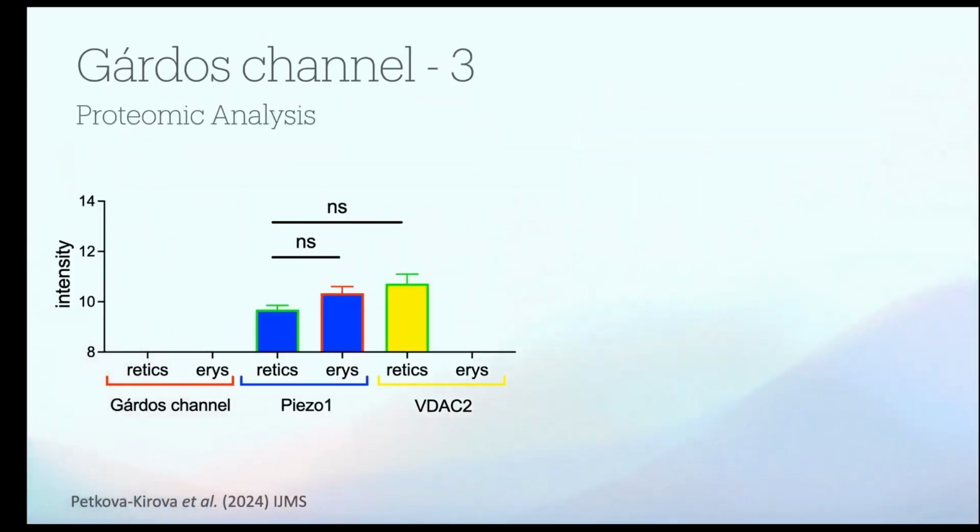I now come to a recent publication from this year, and Nicoletta also referenced this paper several times. One panel of this paper shows a proteomic analysis of some of the ion channels, and it shows that even state-of-the-art proteomics is not able to reliably determine the Goddard's channel, neither in reticulocytes nor in mature erythrocytes. And I can say that this proteomic analysis is done by a core facility of St.